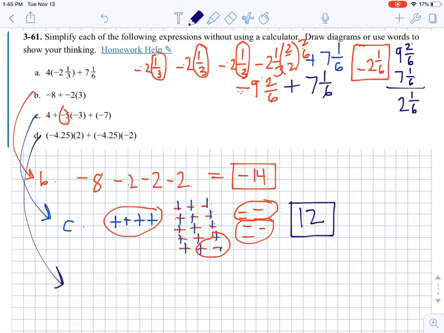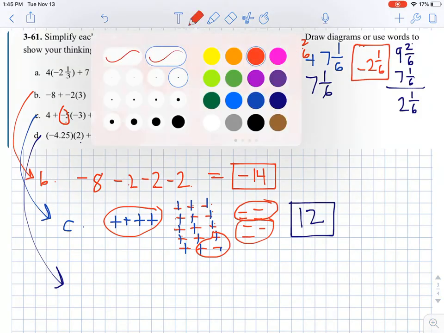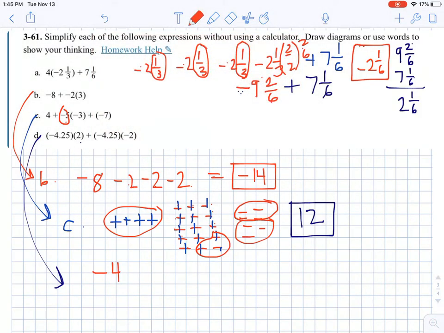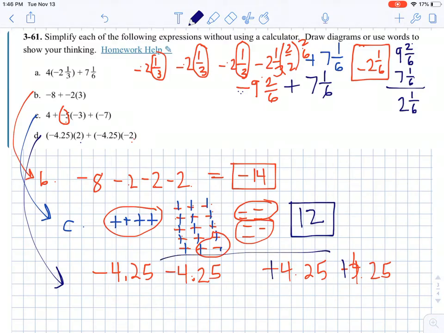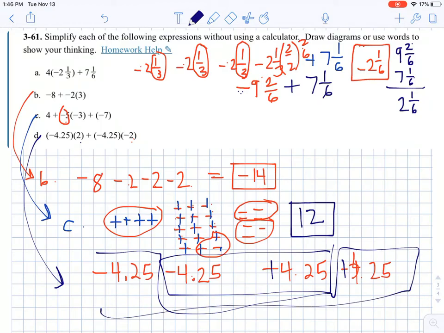D. So we have 2 groups of negative 4.25. And then we have 2 groups of negative 4.25. But we're going to have to turn them around because it's negative 2 groups. So we're going to make these positive. So these 2 together make a 0, and these 2 together make a 0. So the answer for D is just 0.